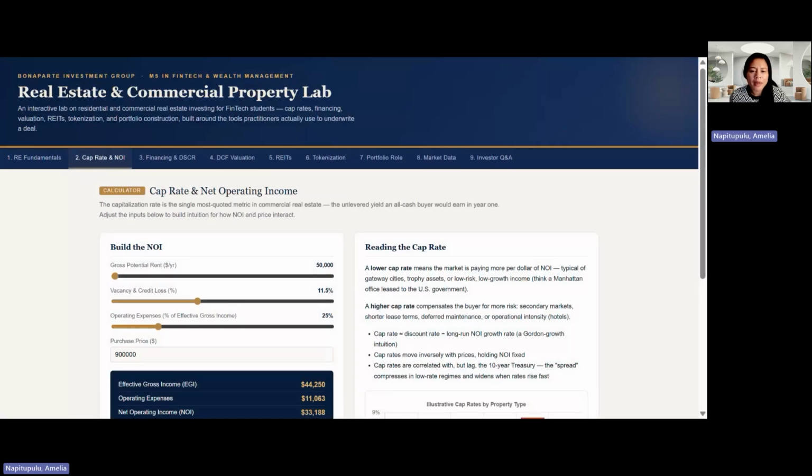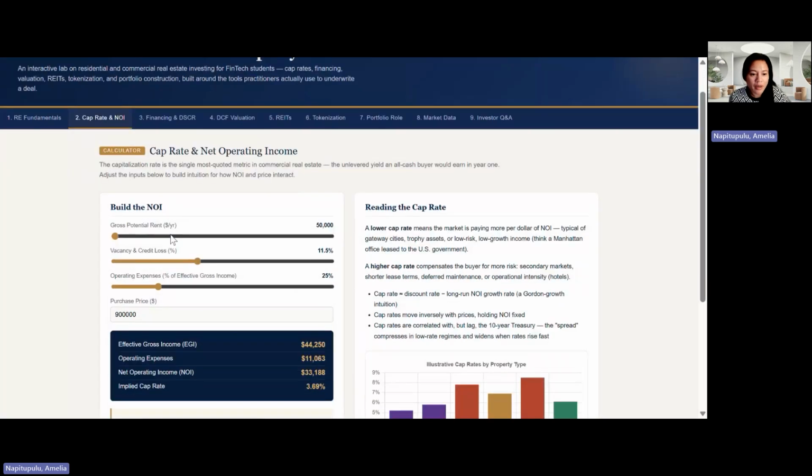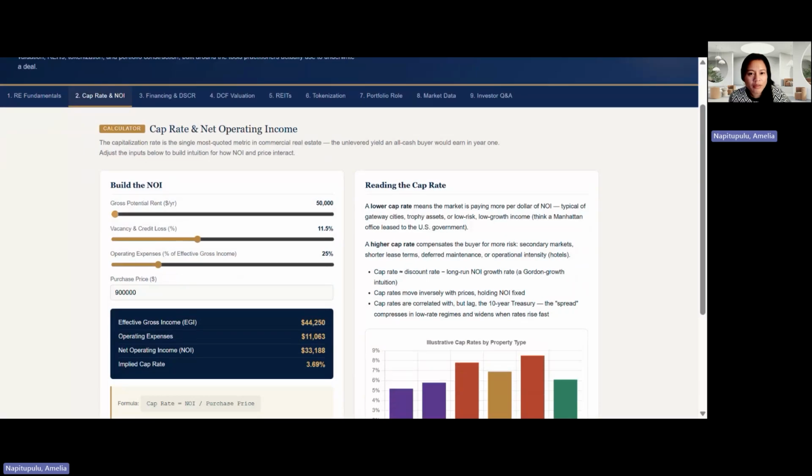Think of it like the money you'd calculate if you rented out a spare room. So take that income, subtract the expenses, divide the number by the price, and that's your cap rate. So with this simulator, you can move the different sliders here, the rent, vacancy and credit loss, and operating expense. As you are moving these sliders, go ahead and notice that these numbers change, like the net operating income and the implied cap rate.